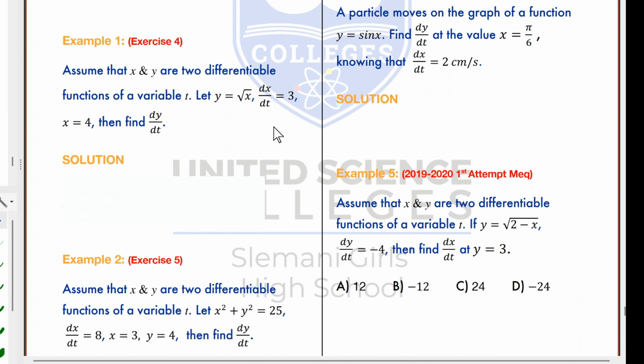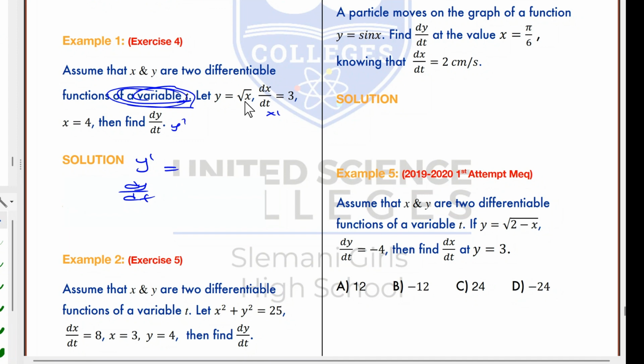Assume that x and y are two differentiable functions of variable t, which means we are going to differentiate with respect to t. So let y be the square root of x, dx over dt is given as 3, so x prime is given as 3, x is given as 4, find dy over dt, find y prime. So we first differentiate the given function. What is y? The derivative of y with respect to t is y prime, or dy over dt, right?